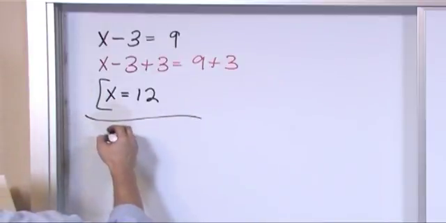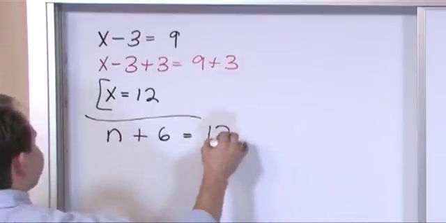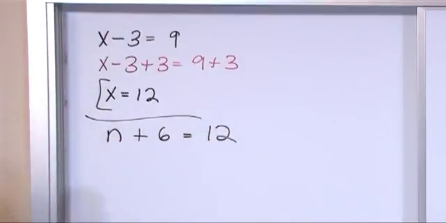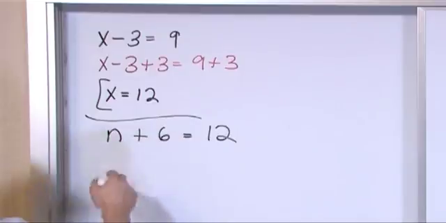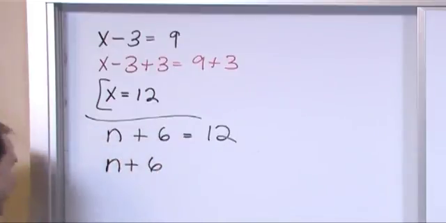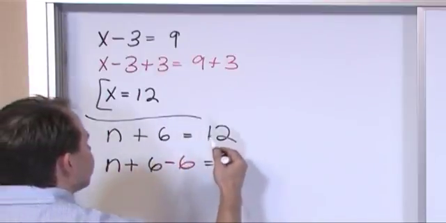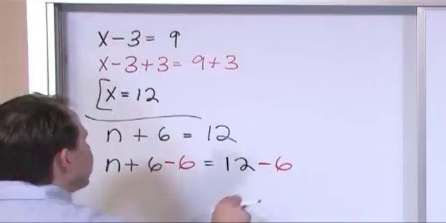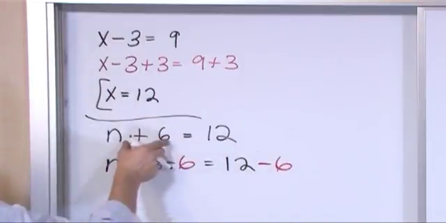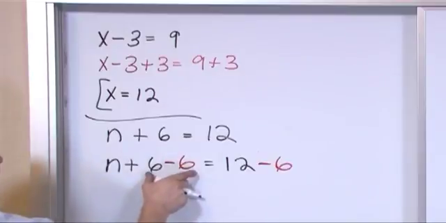What if I have n plus 6 is equal to 12? I have the same kind of thing. I've got n that I want to get by himself, but I've got the 6 in the way. So I rewrite the equation, except I subtract 6 from this side, and I subtract 6 from the other side. So this equation is the same as this one. The only reason I'm subtracting it like this is because this is going to make 0.